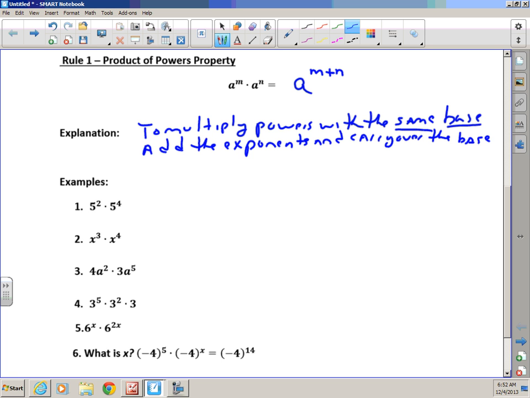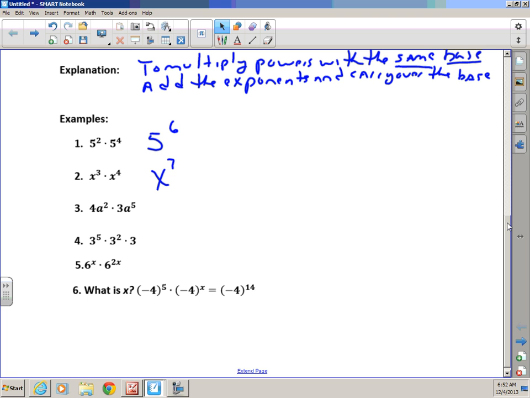All right, so working through some very simple examples. 5 squared times 5 to the 4th is 5 to the 6th. x to the 3rd times x to the 4th is x to the 7th. 4a squared times 3a to the 5th. Now the only parts that have the exponents are the a's, so I can multiply 4 times 3, which is 12, a to the 7th.